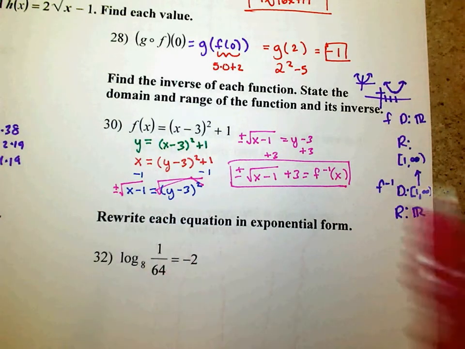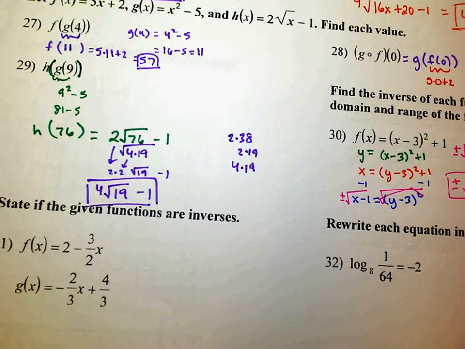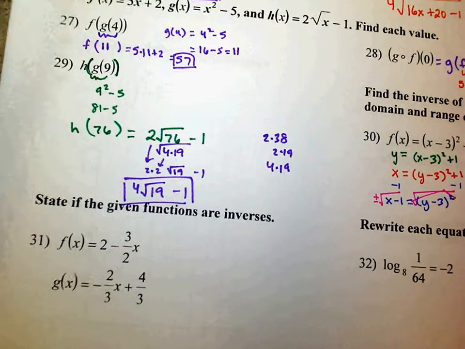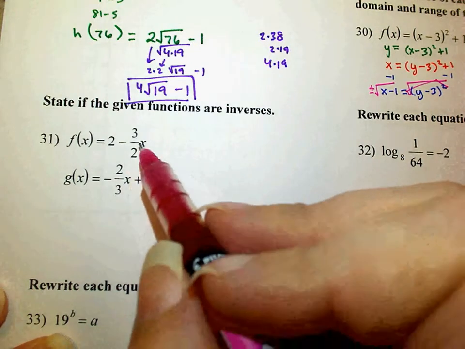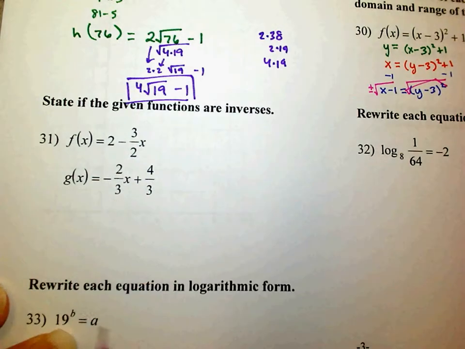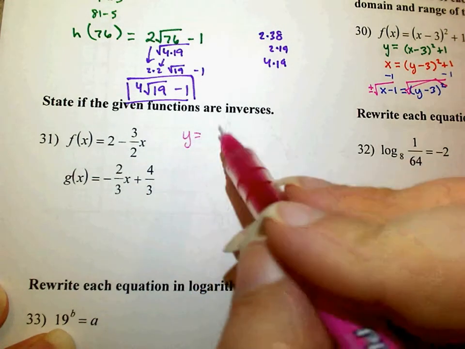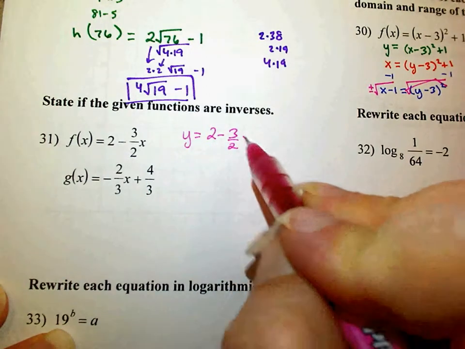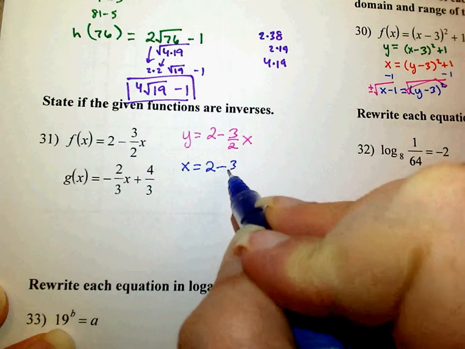Okay, state if the given functions are inverses. You've got a couple different options. One option, though, is probably the easiest one, is to switch x and y for one of these and solve for the inverse. And if you get the other function, then they are inverses. So if y equals 2 minus 3 halves x, switch the x and the y. X equals 2 minus 3 halves y. Solve for y. So I'm going to minus 2.